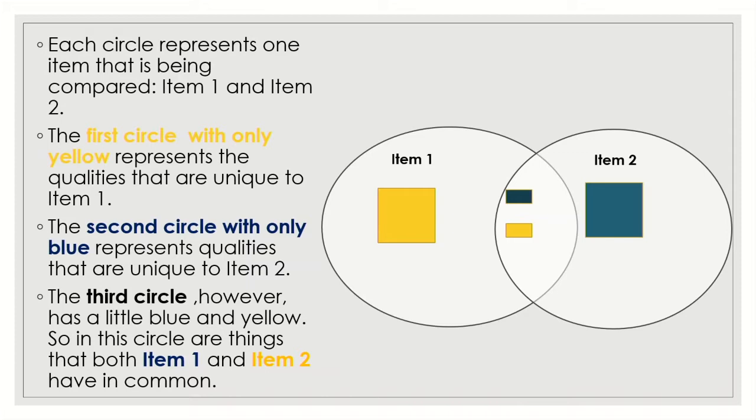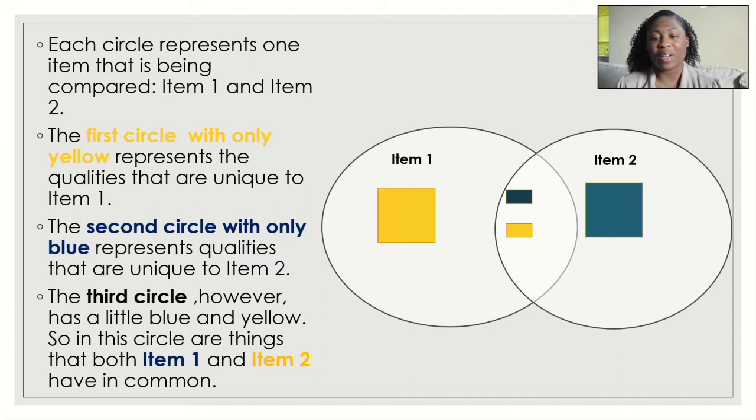Look at this graphic organizer, the Venn diagram. There are two circles that overlap. Each circle represents one item that is being compared, item 1 and item 2. The first circle with only yellow represents the qualities that are unique to item 1. That means only item 1 has these qualities. The second circle with only blue represents qualities that are unique to item 2. That means only item 2 has these qualities.